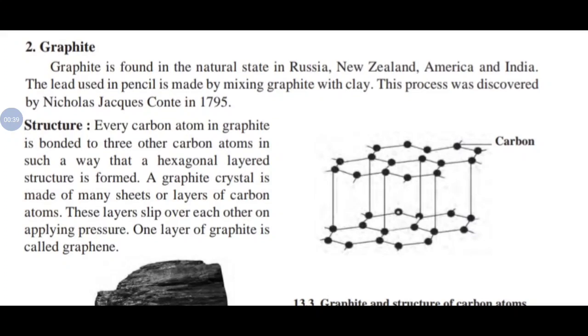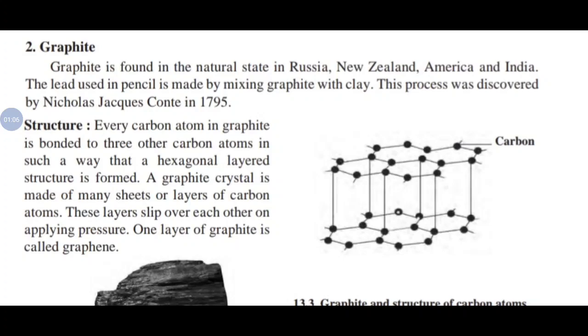Last time we learned the first, that is the diamond. What is the arrangement of carbon atoms in a diamond structure, then properties and uses of diamond. Up to that point last time we learned. Now today we start the second crystalline allotrope of carbon, graphite.